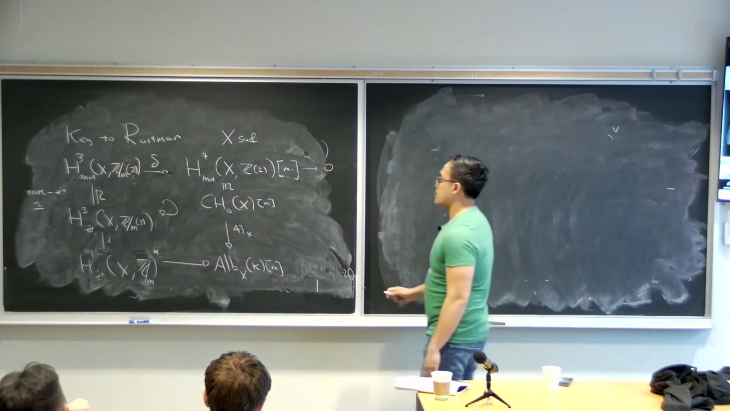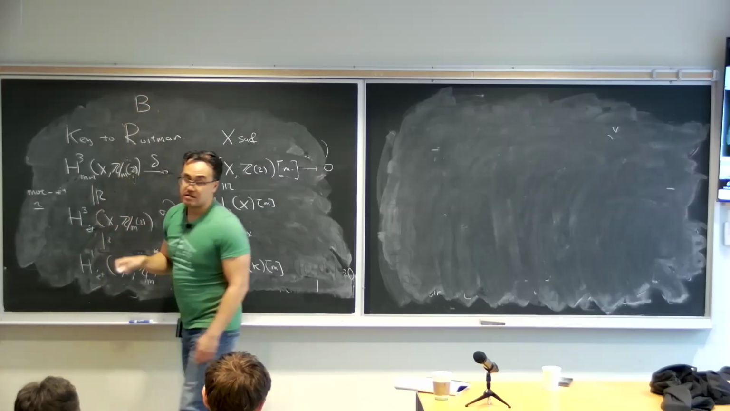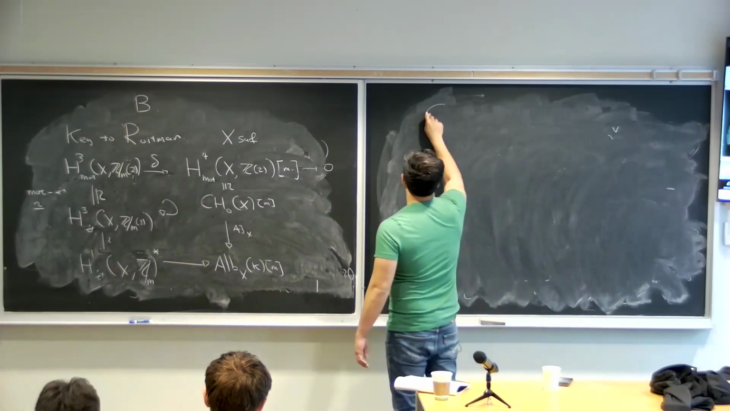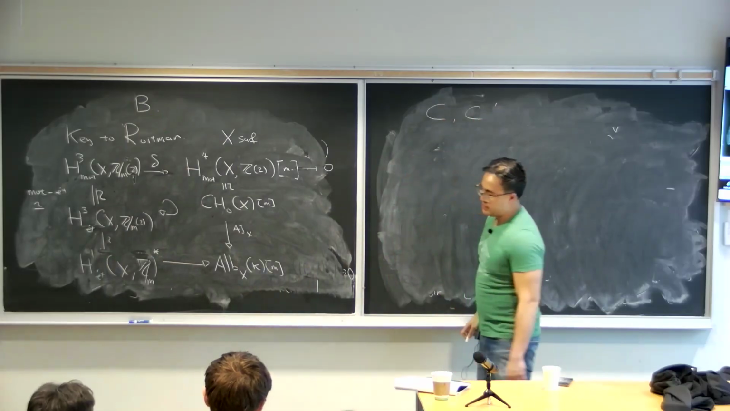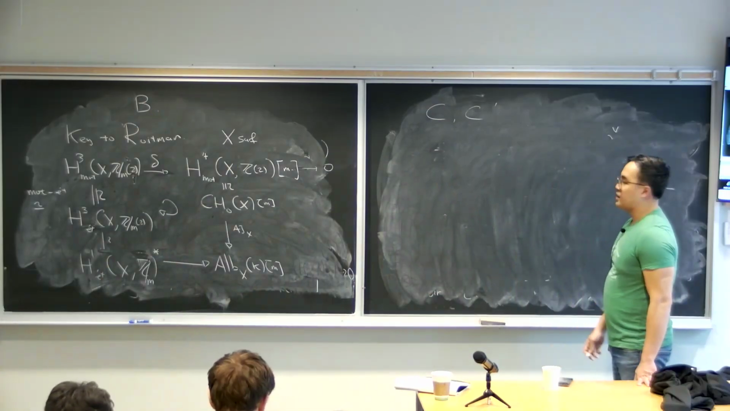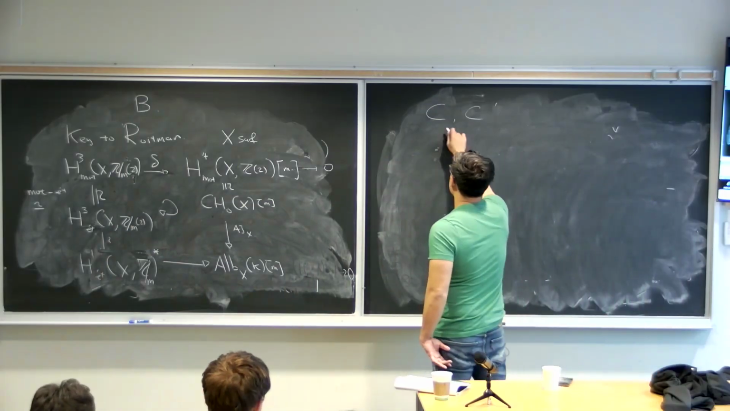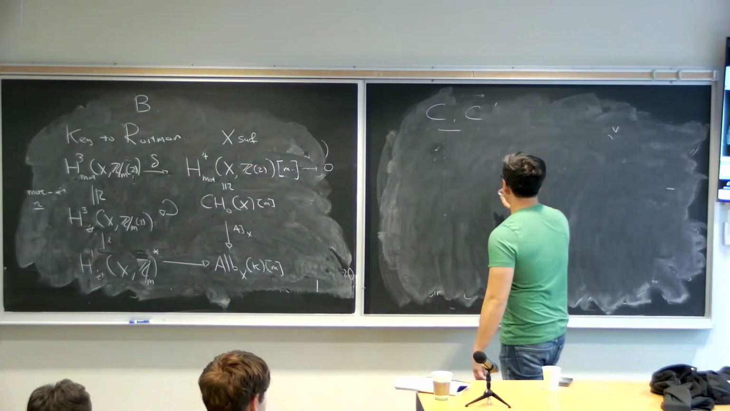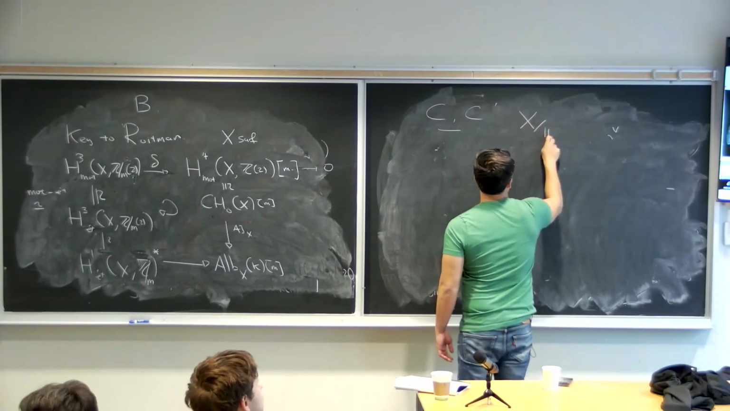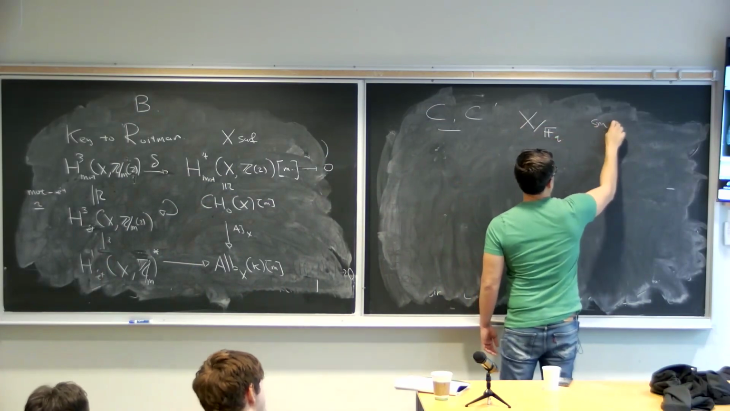Okay, so that's like story B, I guess. So story C, C prime, which is about this Kato-Saito higher class field theory thing. So the point, for this thing, you have to do the following. I'm over a finite field now. Smooth projective.